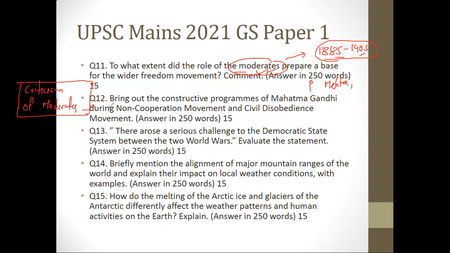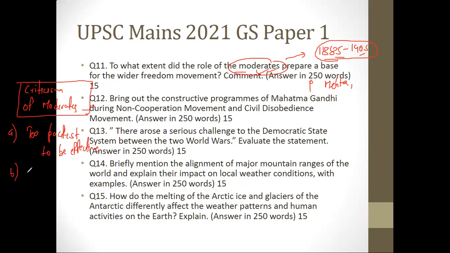Let me explain. First of all, what were the criticisms of moderates by different leaders, even the extremists? The first criticism was that they were too pacifist. Too pacifist means they were like, please do this, please do that. According to extremists, the moderates believed Britishers did not know our concerns, and if we tell them our concerns, they will help us. So they were too pacifist to be effective. That was one of their criticisms.